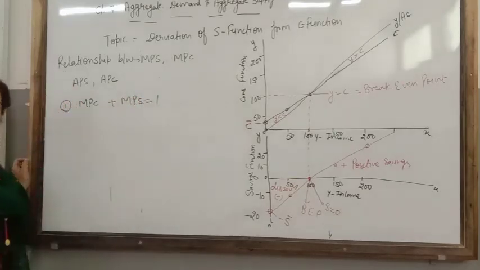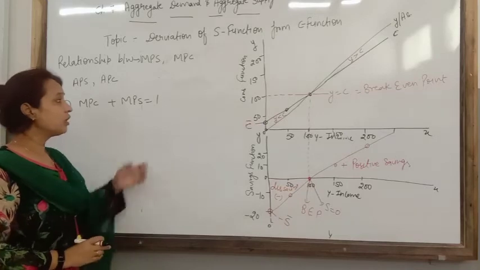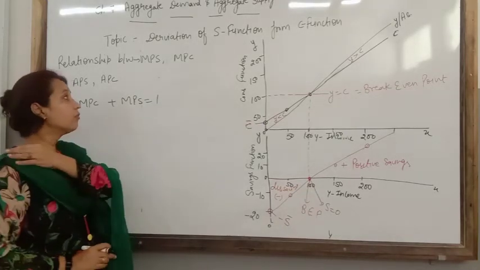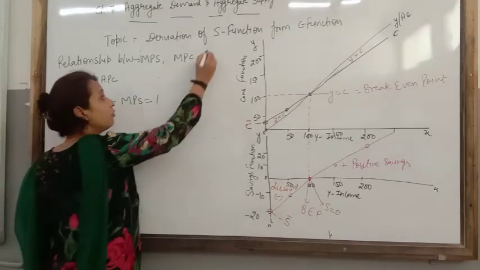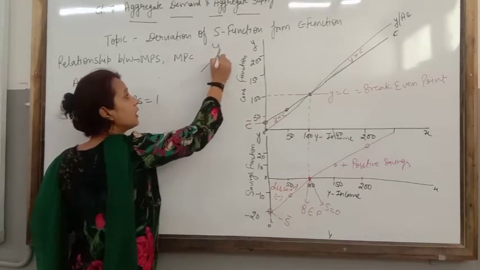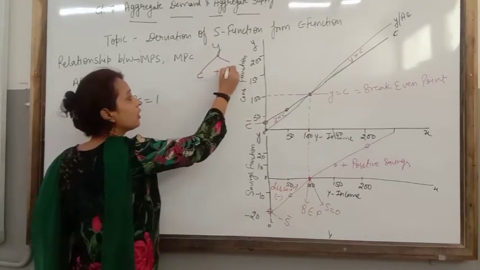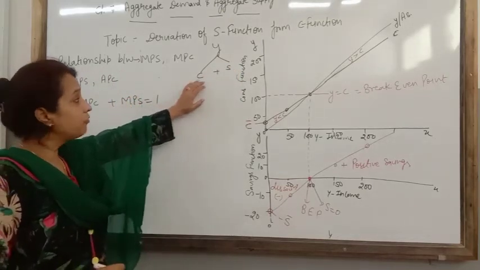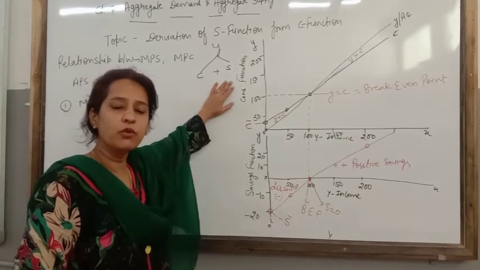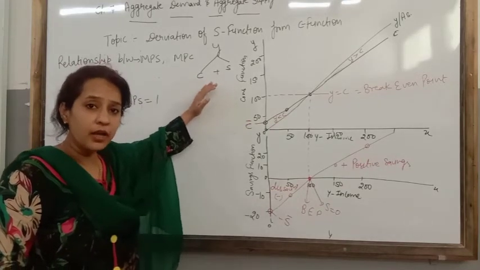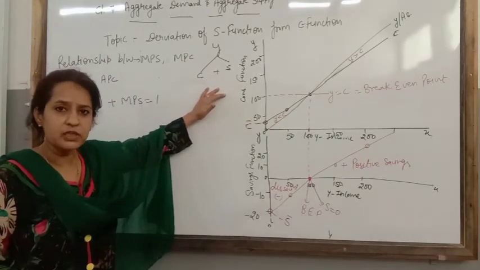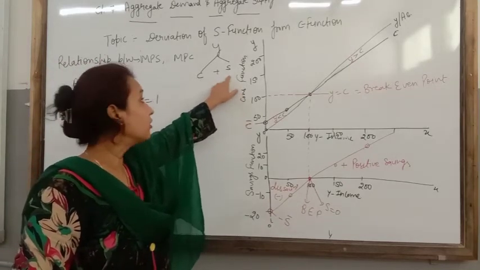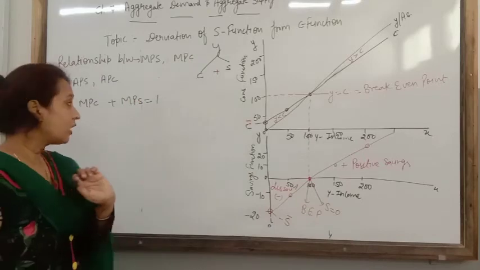The first relationship which I am going to solve: MPC plus MPS equal to 1. Why equal to 1? We are assuming that 1 is whole income. Now all of you know income is either consumed or saved. If 50% income I am consuming, then 50% definitely I am going to save. If I am consuming 75% of income, then 25% I definitely save. So whole income I treated as a 1.